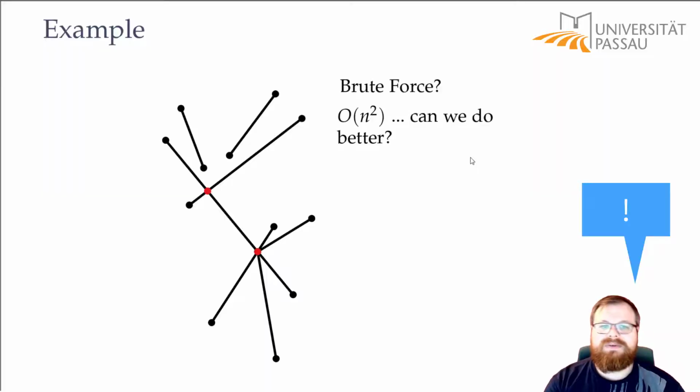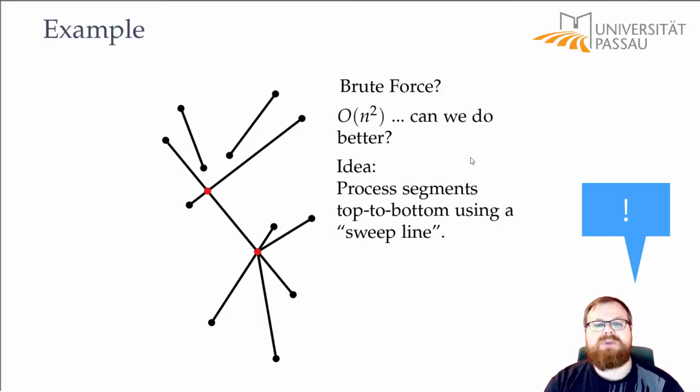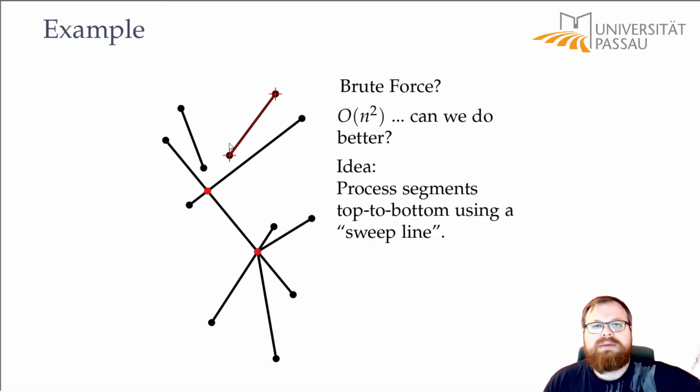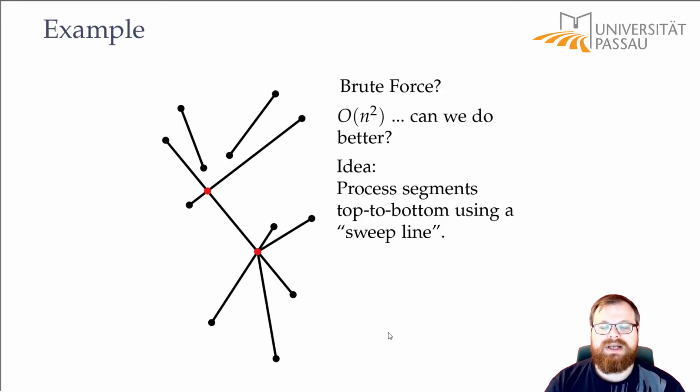Well, the idea that I want to talk about here is a sweep line. We want to process the segments top to bottom using a sweep line. Because this segment and this segment down here, we don't really have to compute if they intersect, because clearly this one is above the other one. So if we go from top to bottom and we have completely processed the segment here, we don't really have to look at it again when we go down to the other segments. And this is the basic idea behind a sweep line. And how it exactly works, that we will do in the second part.